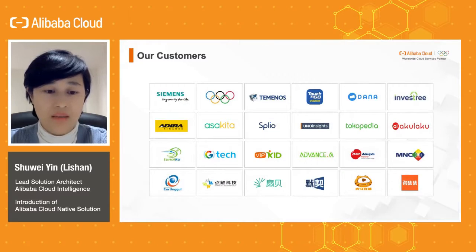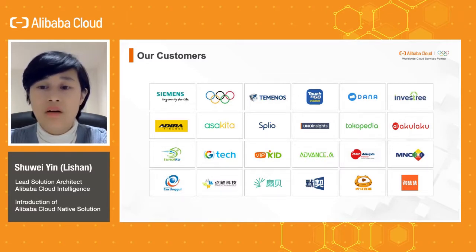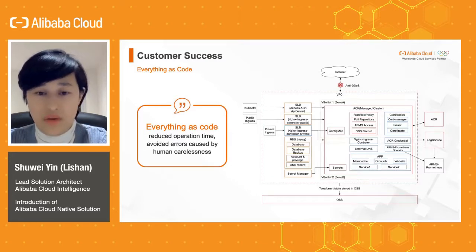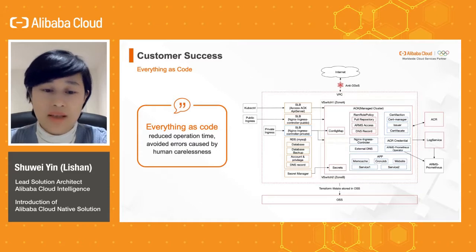This is a part of our customers around the world, like Siemens, Olympic, Temenos, Dana, or Investry. This customer built Alibaba Cloud service with everything as code. The red color is created by Terraform. The blue color is created by Helm chart. So everything as code reduces operation time and avoids errors happening by human carelessness.